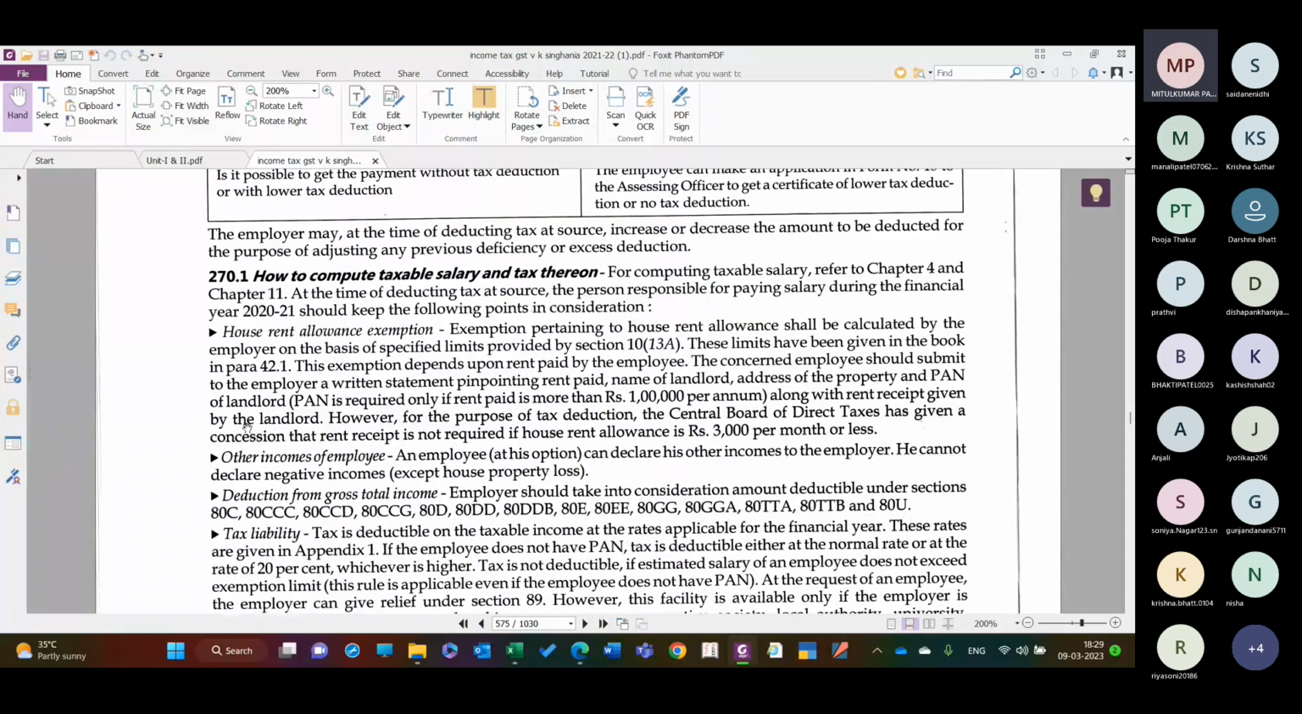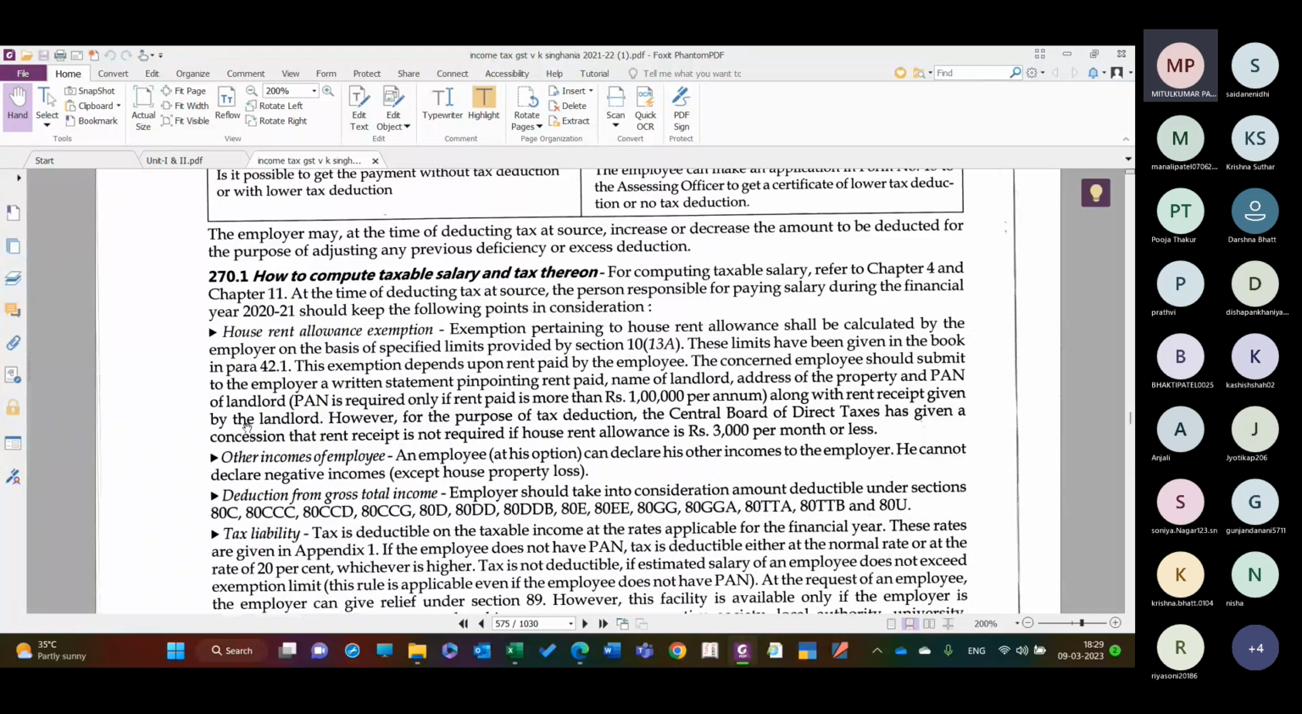So how to compute the taxable salary or tax thereon? All this is given. For computing the taxable salary, refer to chapter 4 and chapter 11, right? Chapter 4 was actually about salary, so it is assumed you have studied it. Within salary there are basic salary plus DA, forming part or not forming part, and then allowances and perquisites. So the total of all should be treated as salary, right?